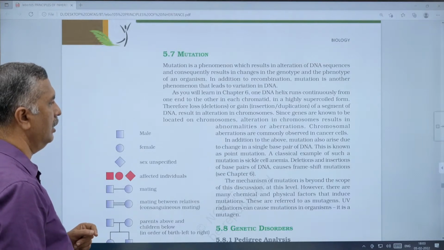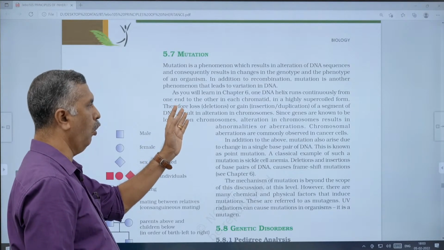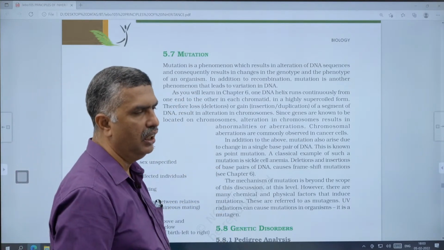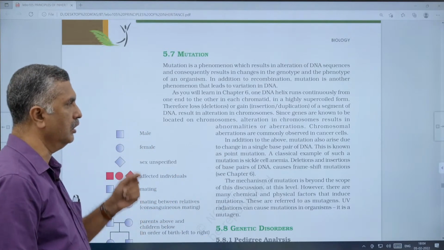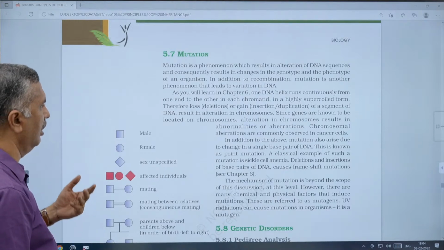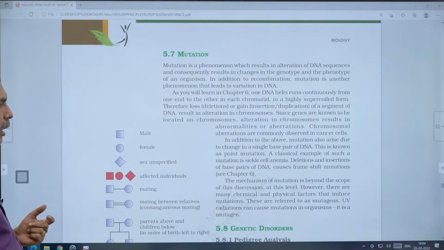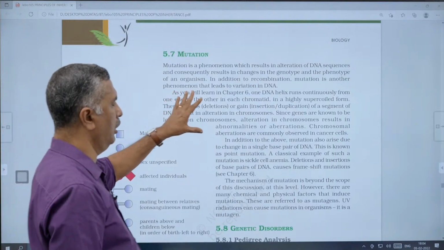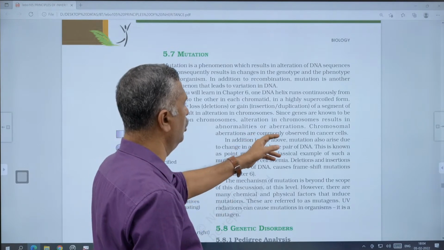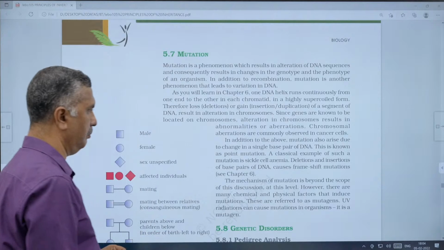Chromosomal aberrations are commonly observed in cancer cells. But what are the types of chromosomal aberrations? Deletions, loss, or gain, insertion. A segment is lost, or a segment is added or duplicated, or it may be inverted, inversion, or translocation. There are 4 types of chromosomal aberrations. These are called chromosomal aberrations or chromosomal mutations, and they are mainly the cause of cancer cells.